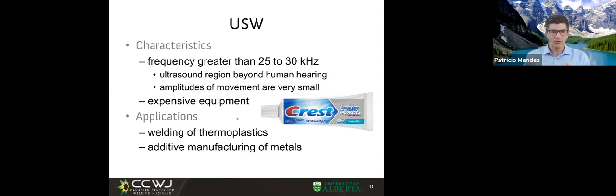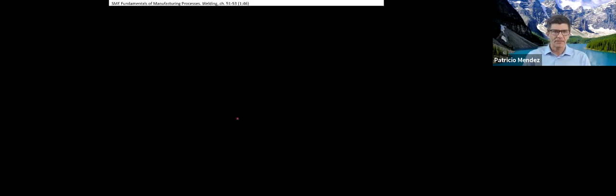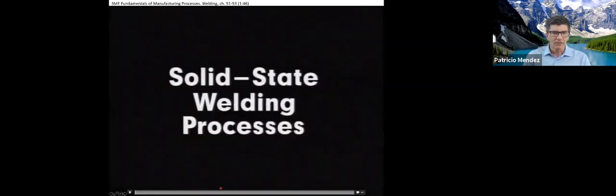What you weld with this is thermoplastics. You can do additive manufacturing. I'm not very familiar with the ASME code, but I learned that the latest version of the ASME code, ASME 9, now accounts for the welding of polymers. This is one of the examples. So let's see if here I have a video of ultrasonic welding.